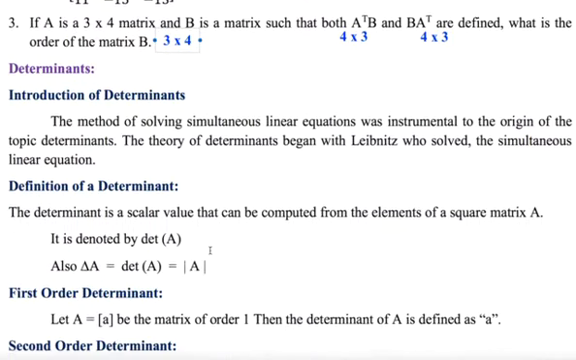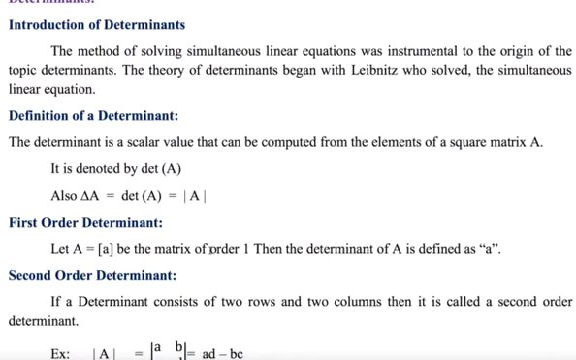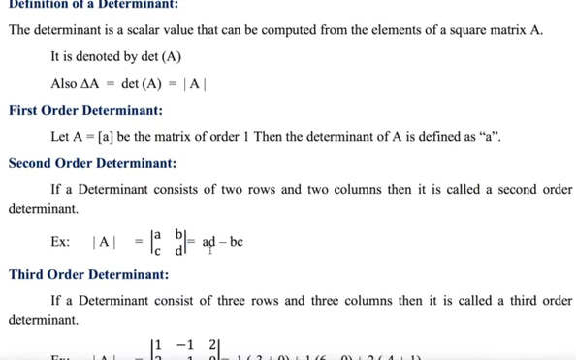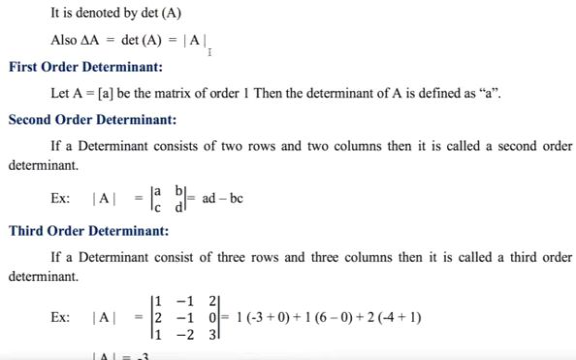Okay, introduction to determinants. The method of solving simultaneous linear equations was instrumental to the origin of the topic of determinants. The theory of determinants began with Leibniz, who solved simultaneous linear equations. Definition of a determinant: the determinant is a scalar value that can be computed from the elements of a square matrix A, denoted by det of A, or also with the symbol delta. This is also the symbol for det.